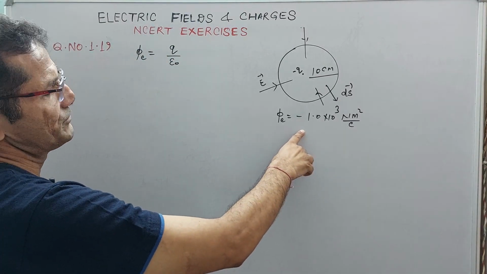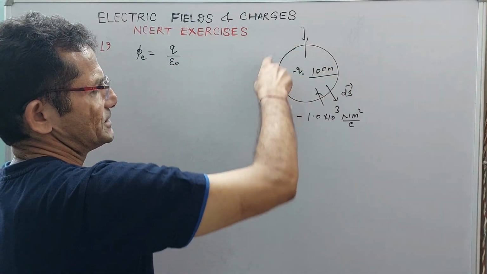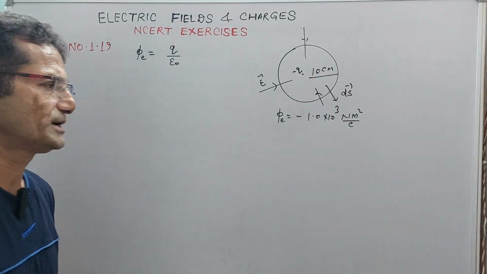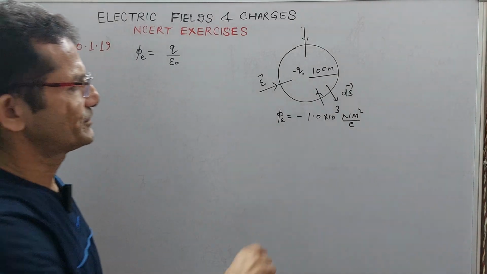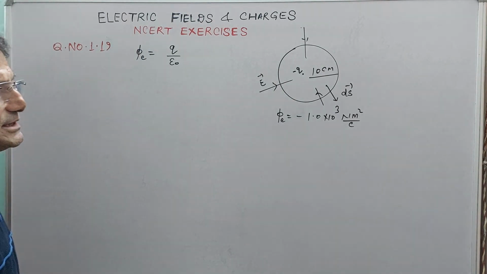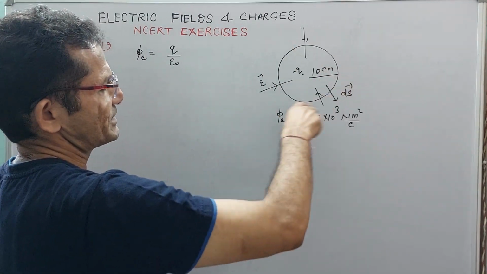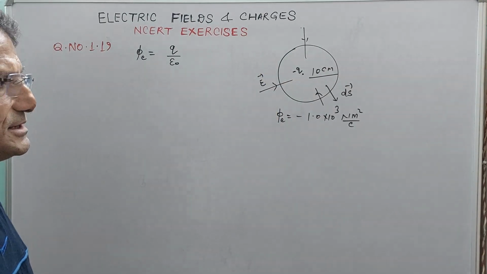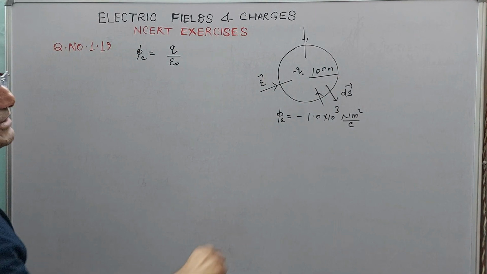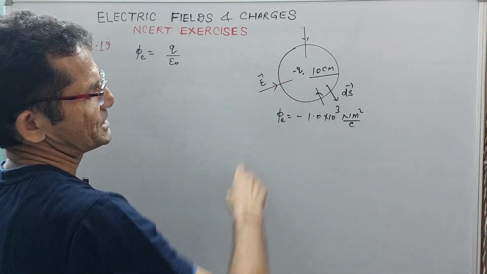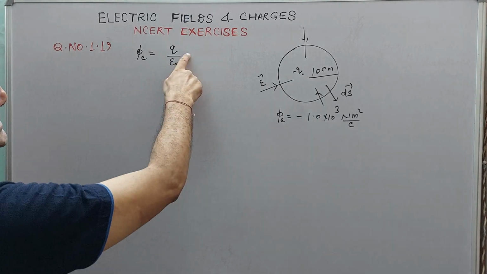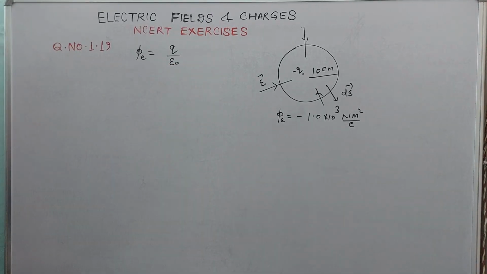So if I double the radius, अगर spherical surface का radius 20 सेंटीमीटर हो जाता है, तो flux भी इतना ही रहेगा as the earlier case. Its reason is that the charge inside of the spherical surface is not changed. The charge inside is the same, so if I double the radius, the flux will remain the same by Gauss's law. Electric flux is equal to the charge inside of the Gaussian surface divided by epsilon naught.